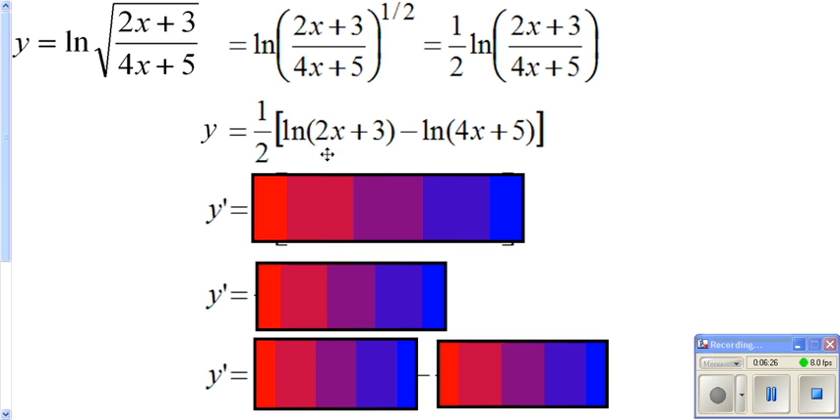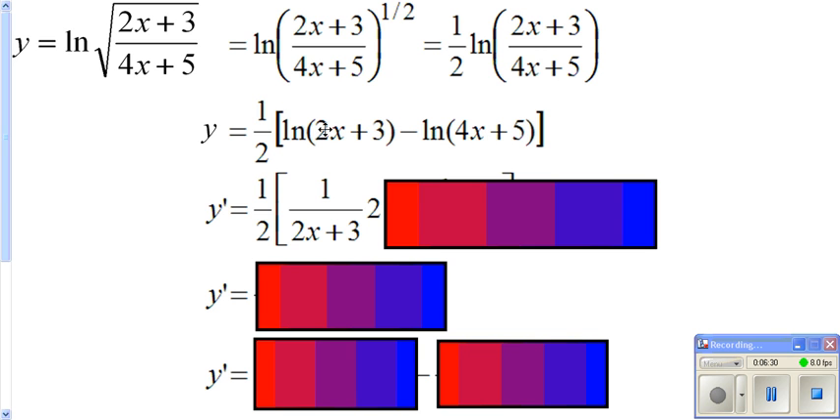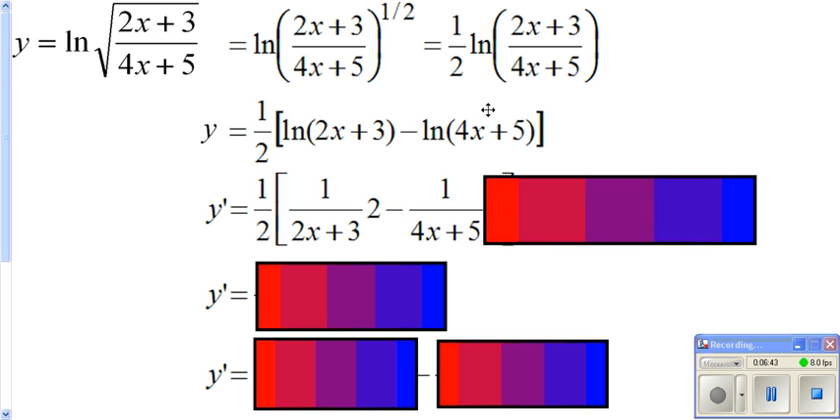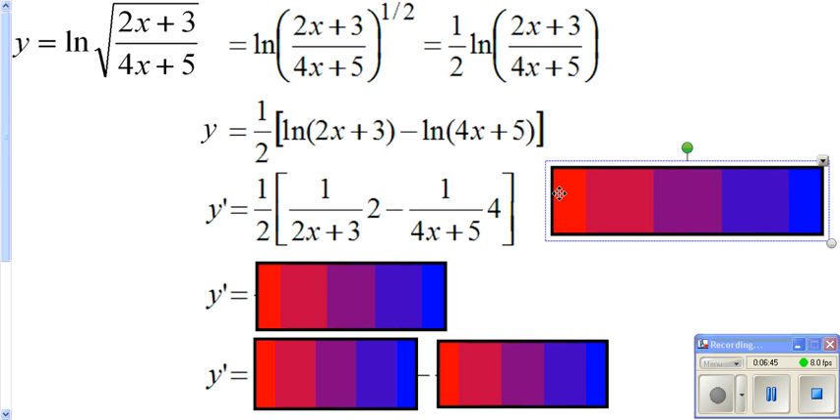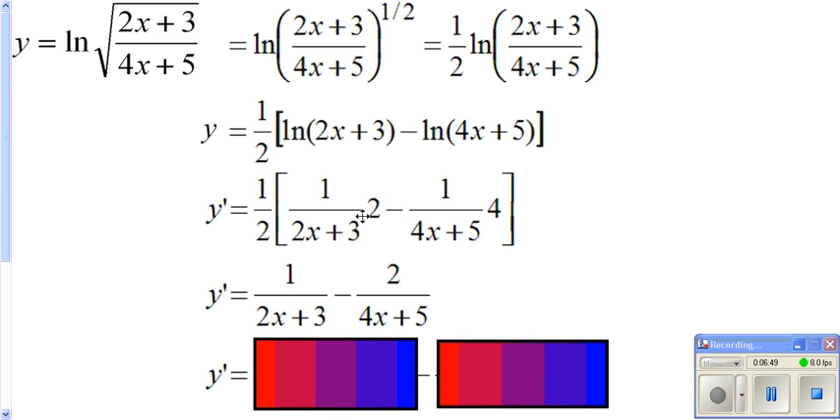Now we're going to go ahead and take our derivative. 1/2 times the derivative of this means 1 over that times the derivative of the inside, minus 1 over this times the derivative of the inside. Distribute through our 1/2. Our 1/2 undoes our 2 here. Our 1/2 undoes our 4 here, giving us a 2, so we have a 2 on top.